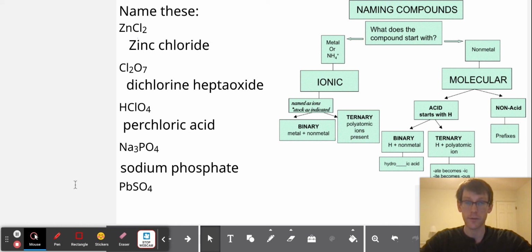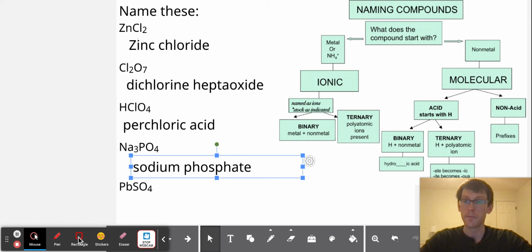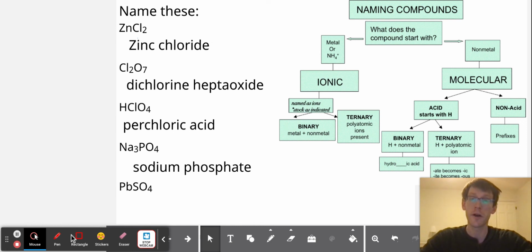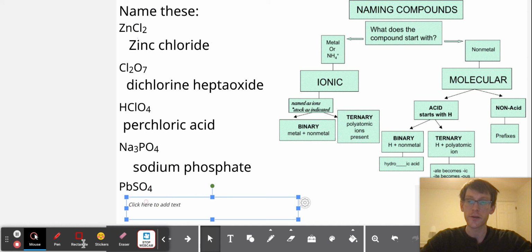Finally, we have PbSO4. Now, this is interesting because Pb, of course, is a metal. It's outside of the D block and F block. It's in the P block actually, but it is something that we need to use the stock system for because lead has multiple possible oxidation numbers. And so what I think is best to do here is to start off by writing lead and leave a blank space for yourself before you figure out the rest of it. Now I see SO4, and if you have this memorized, great, but you might need to look it up. And if you do look it up, it takes a little bit of time. You find that it's sulfate.